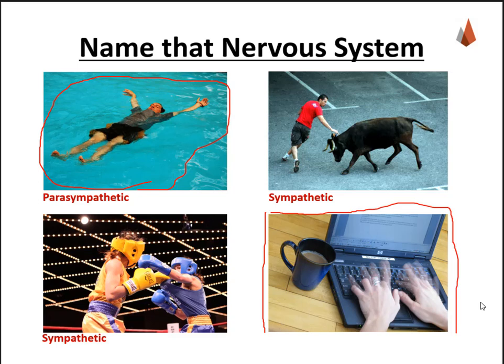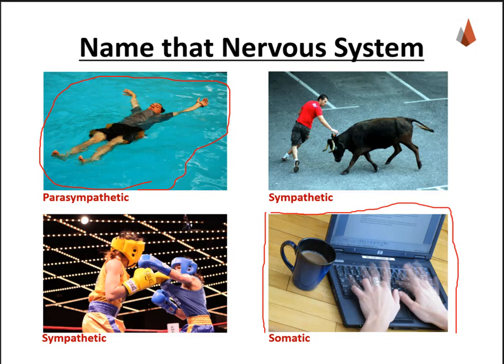So what nervous system might be functioning here? If it's not sympathetic and parasympathetic, what are your other options? Right, somatic. So the somatic nervous system is what's doing our voluntary behavior, right? And so we're voluntarily typing on our laptop. It isn't a question of risk or threat or anything like that. So it's our somatic nervous system that allows us to exhibit voluntary behavior.